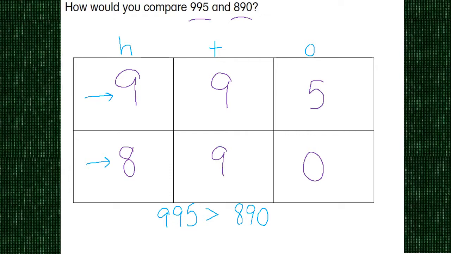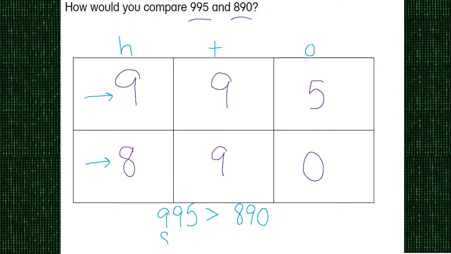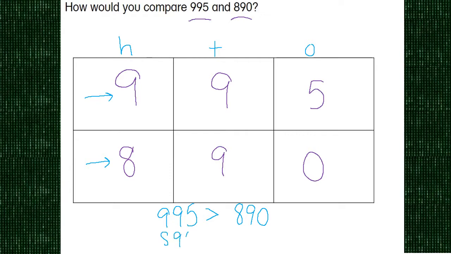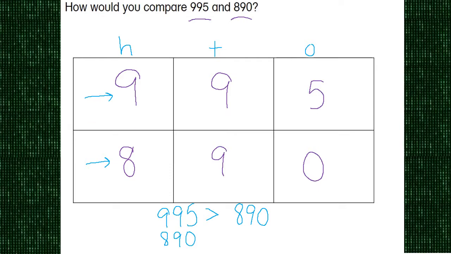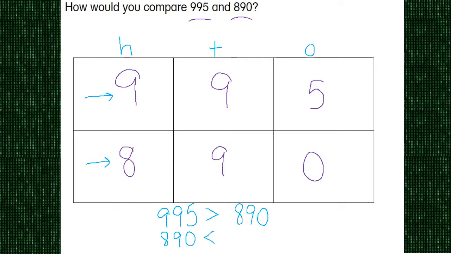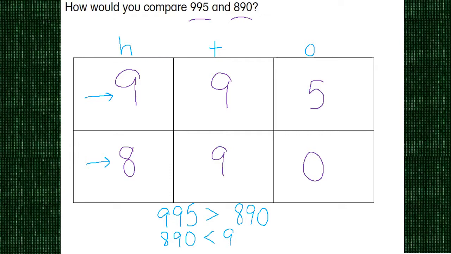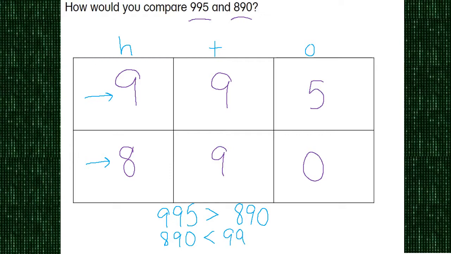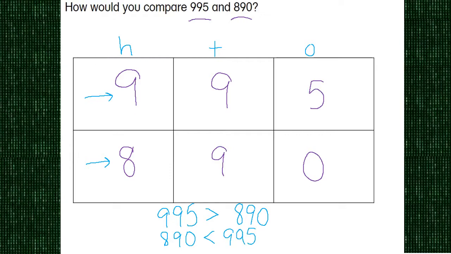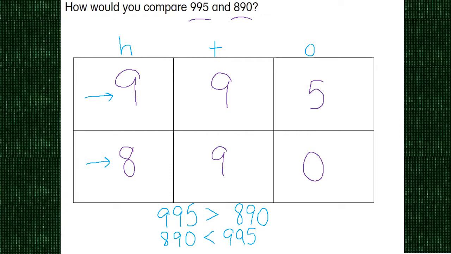Okay? Or we could say 890 is less than 995. They're exactly the same. Doesn't matter which statement you choose. Okay?